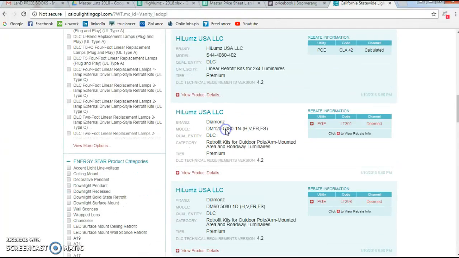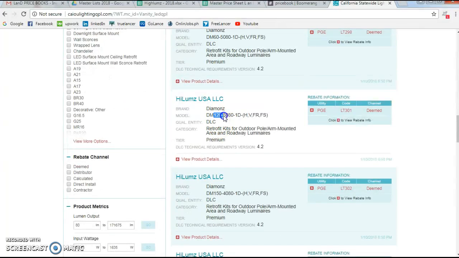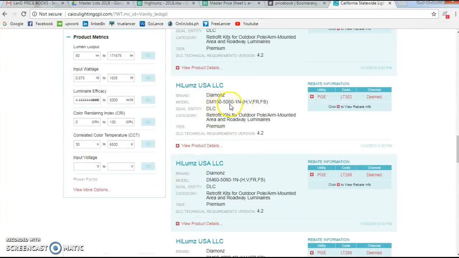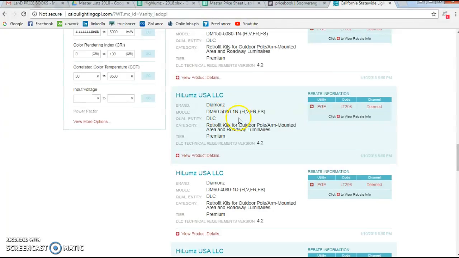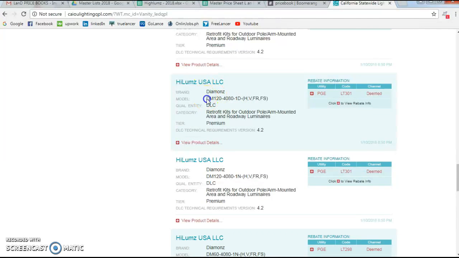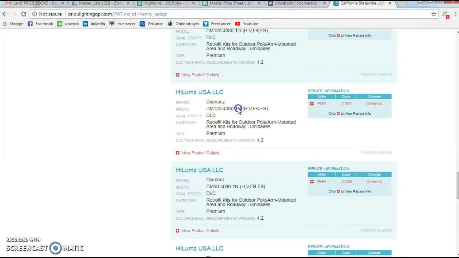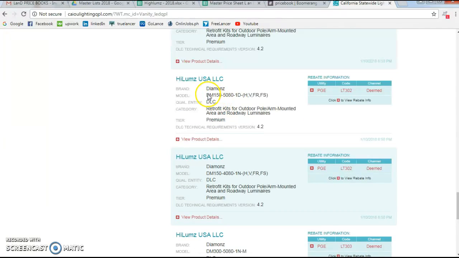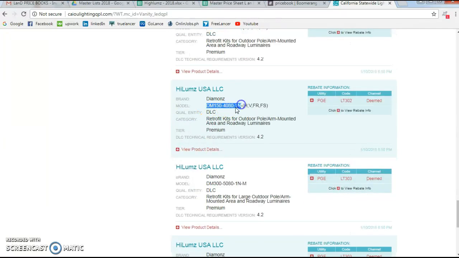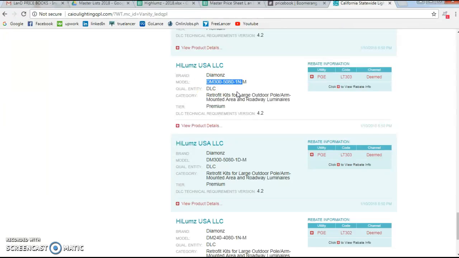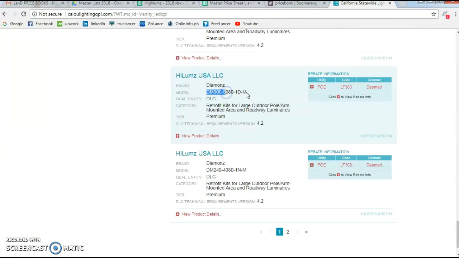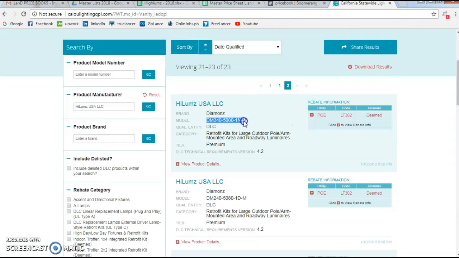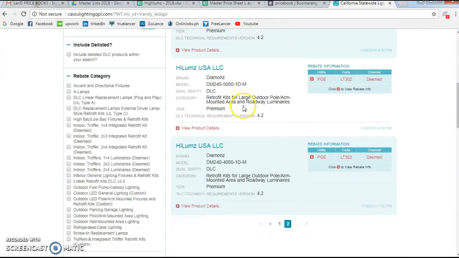I see DM 120, DM 60, DM 120 again, DM 150 1D, DM 150 1N, DM 60 1N, DM 60 1D, DM 60, DM 300, DM 240, the next page, DM 240, DM 240 1D.